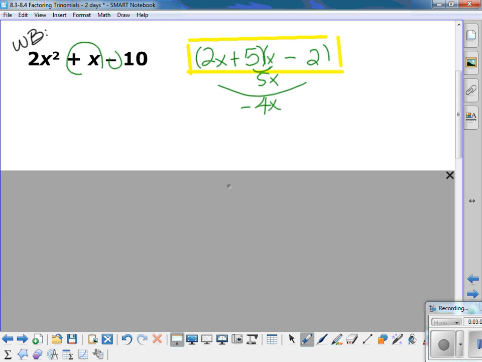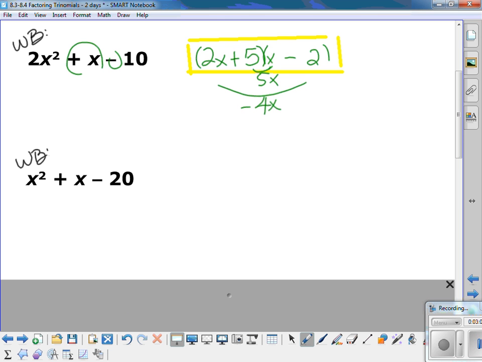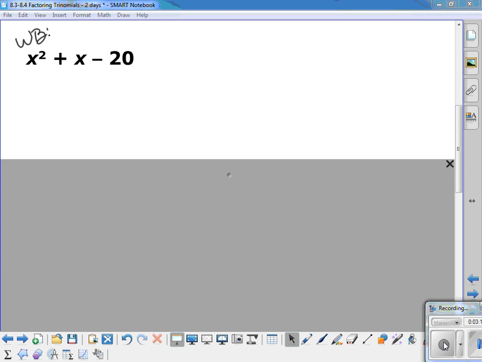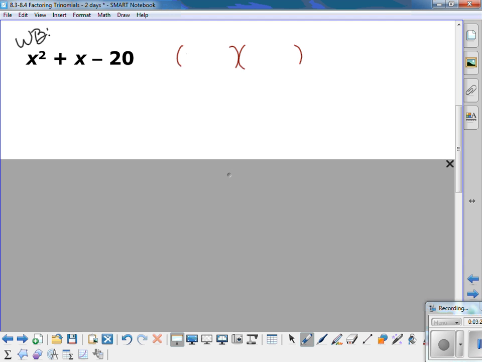All right, here's another one for your whiteboards. This one's nice and easy. Okay, let's take a look at this. So how am I going to get the x squared? Just x times x, right? All right, so for it to be a negative 20, that means I'm going to have a negative times a positive, right? Everybody agree? Okay, so how can I multiply to get 20 and have a difference of 1?